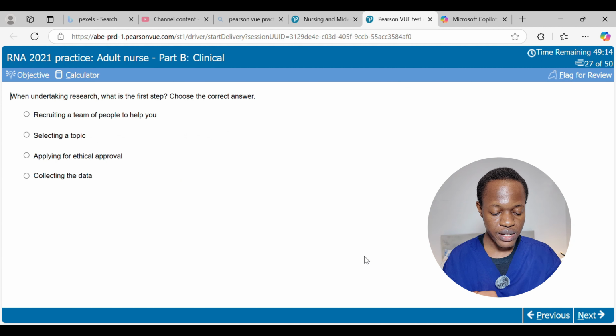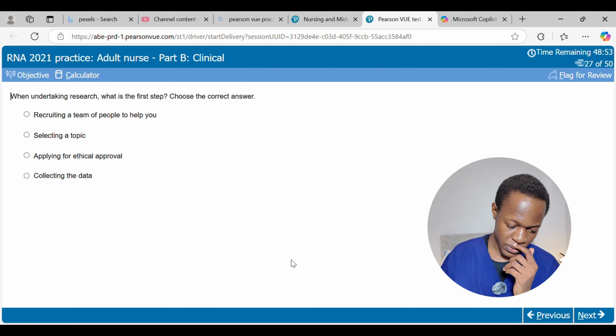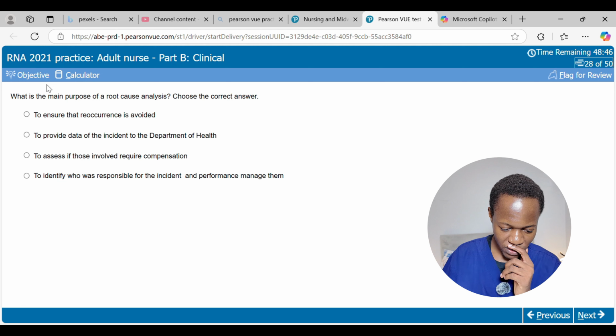So, when undertaking research, what is the first step? Oh, I think it should be selecting a topic because you have to choose what to work on first, right? So I will just go with that. What is the main purpose of root cause analysis? A, to ensure that reoccurrence is avoided, to provide data about the incidents to the Department of Health, to assess if those involved require compensation, to identify who was responsible for the incidents and performance manage them. I'm just going to go for this.